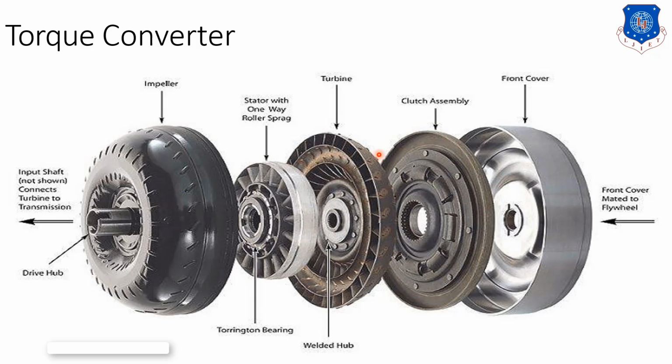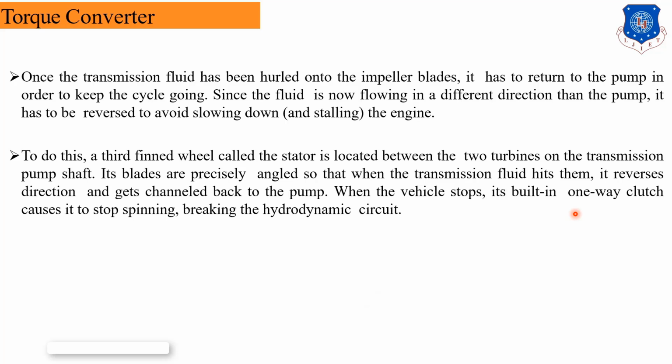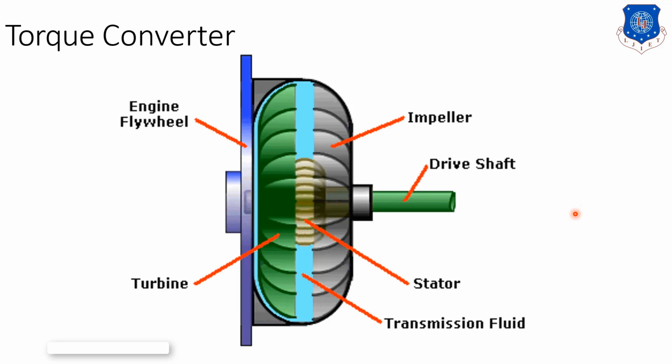Okay, and the turbine is connected with the clutch assembly, and the whole thing is covered with this front cover, and the power is supplied to the output shaft. Okay, so these are the torque converter components which are used. The torque converter is used to convert a large amount of torque. We obtain increased torque from these torque converters. Okay, so this is the working of the torque converter.